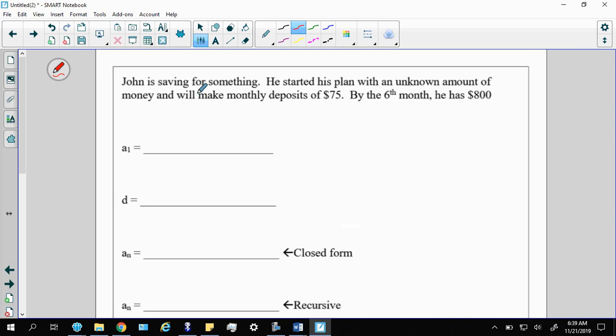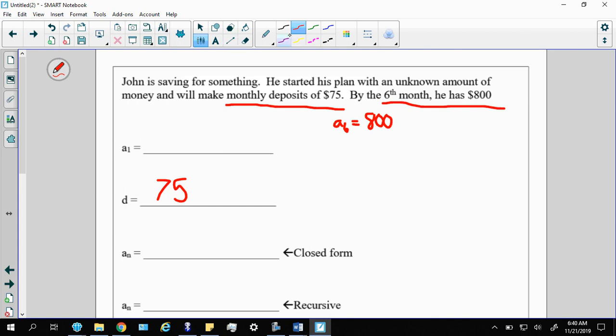Okay, John is saving for something. He started his plan with an unknown amount of money and will make monthly deposits of $75. That's our common difference. By the 6th month, he has $800. So A of 6 equals $800. And guess what, guys? We've seen this problem before.